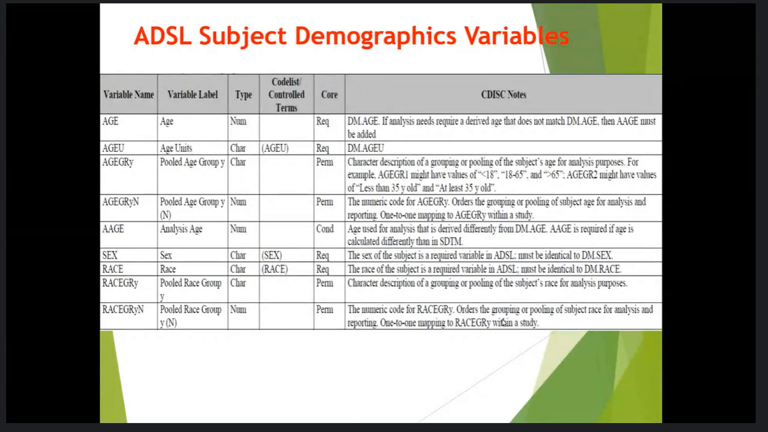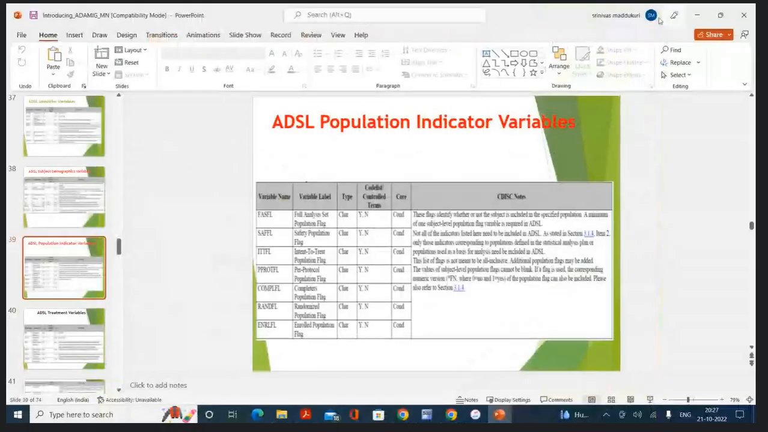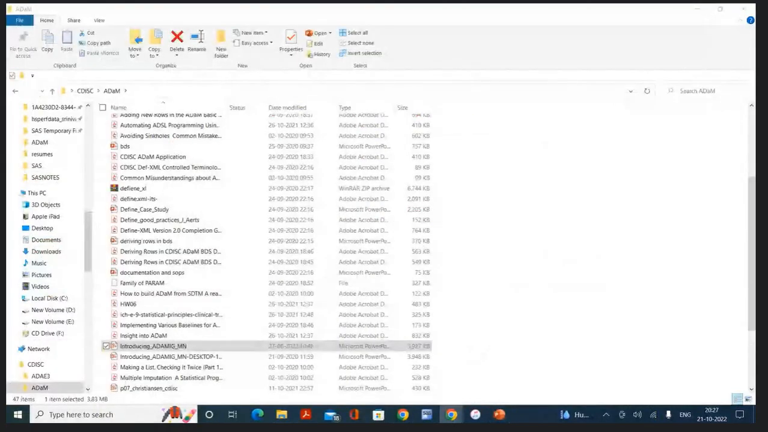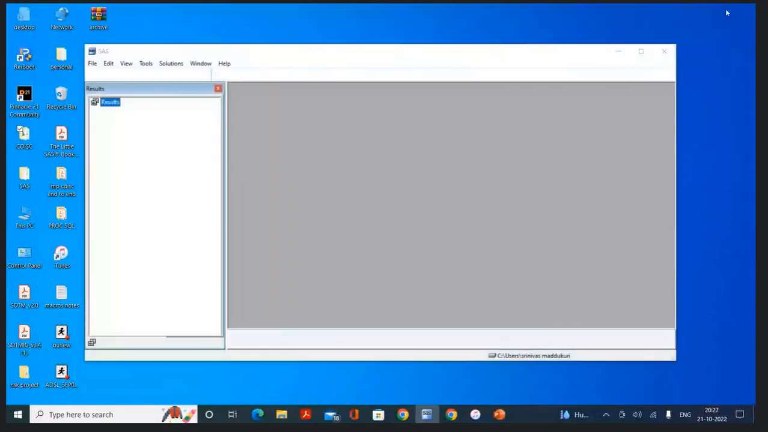The next important variable that we are going to have is population flags. Now, what are the population flags? Very important interview question about the population flags.